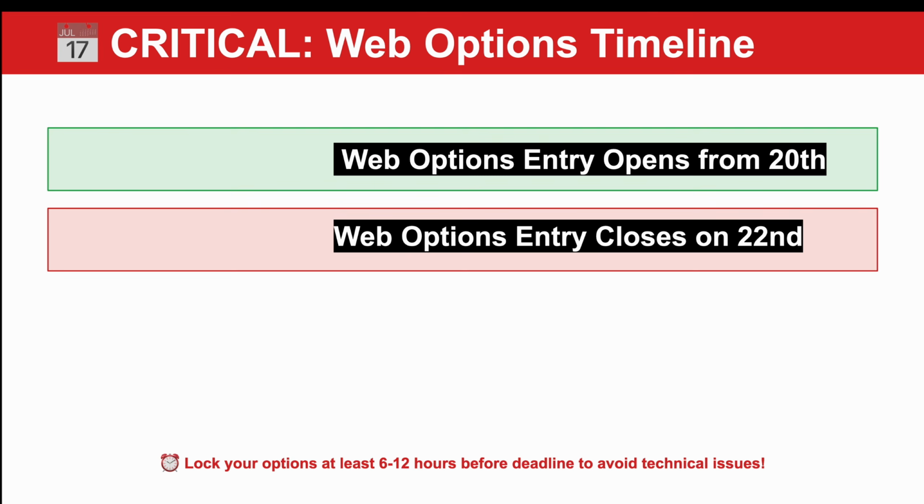So the critical Web Options timeline here is, first, Web Options entry opens from 20th August and it closes on 22nd August at 11:59 p.m. So tomorrow, on the 18th and 19th, the certificate verification process will close and you will get the eligibility list, and if you are eligible then you need to enter the Web Options from 20th.